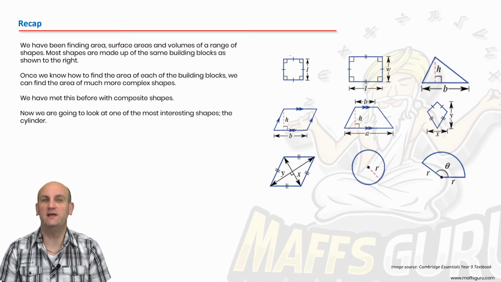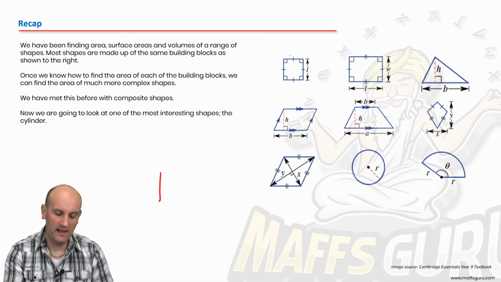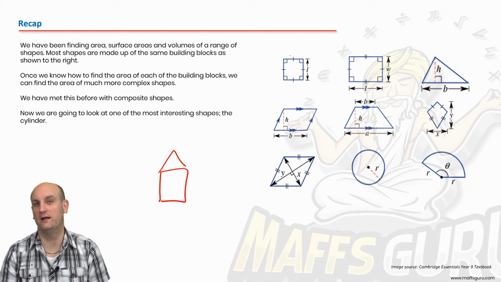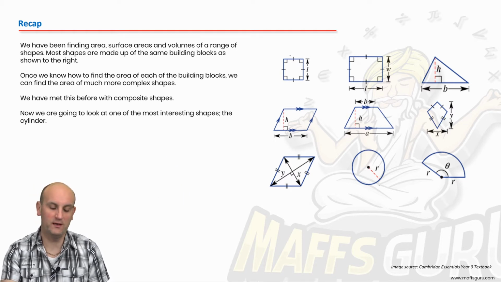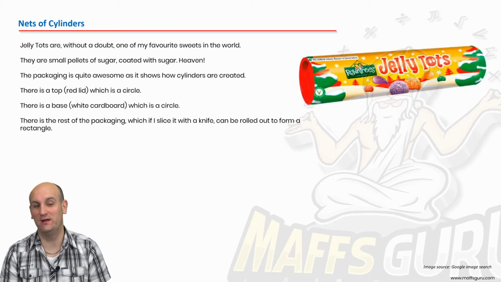In previous videos, which are on MaffsGuru.com, we have recapped the basic areas of shapes that form all the rest of shapes. Composite shapes, for example: we can draw a house, generally made up of a triangle and some sort of quadrilateral. Once we know those basic shapes, we can find areas and perimeters, and volumes if I need to, not of a 2D shape. That's what all of these videos are building on.